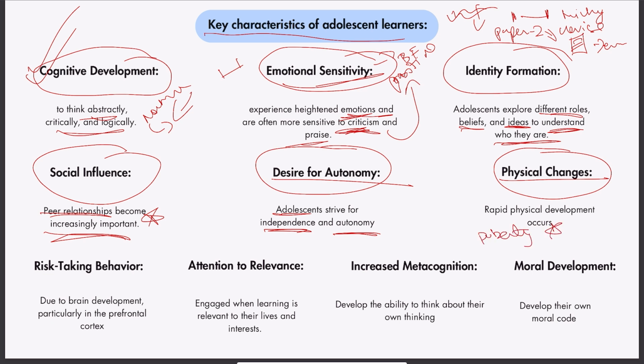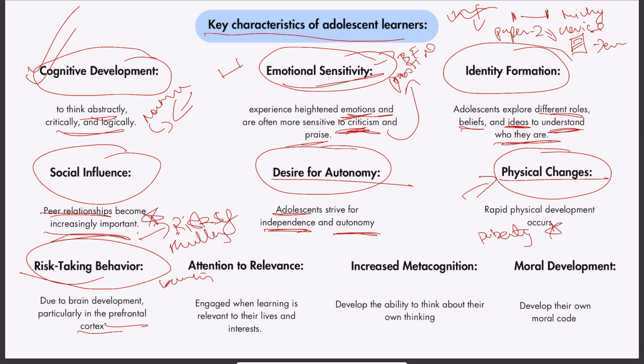And as teachers, you need to be very wary about the physical changes in adolescents. Next, risk taking behavior. Our prefrontal cortex is not fully developed at that time. So, anything that is risky is more thrilling to us. Bunking school, doing anything naughty, they're more thrilling, they're more adventurous. So we might show risk taking behaviors.